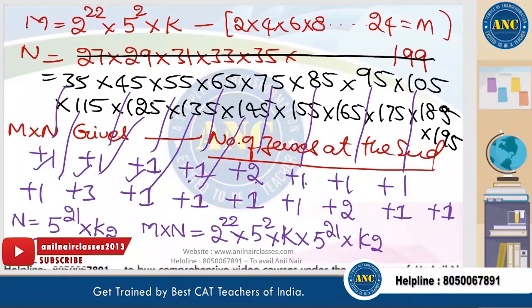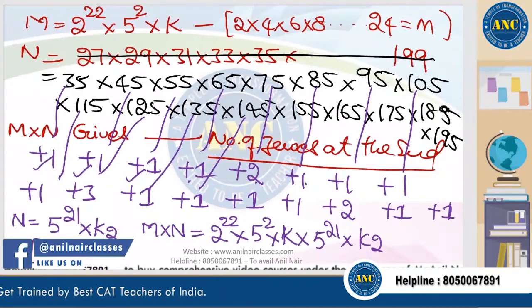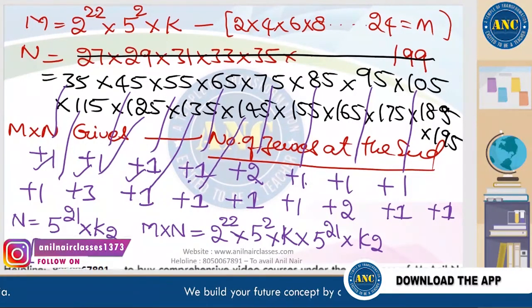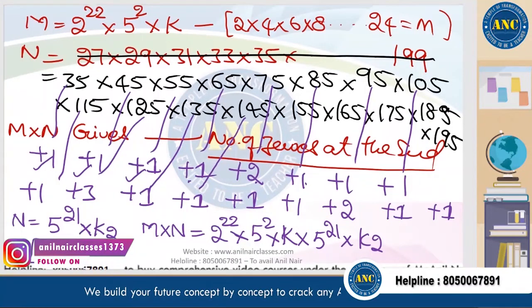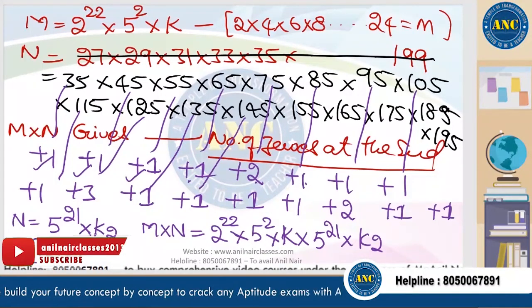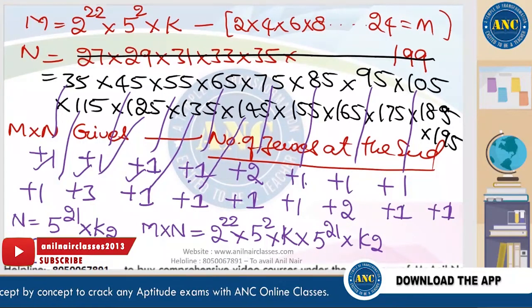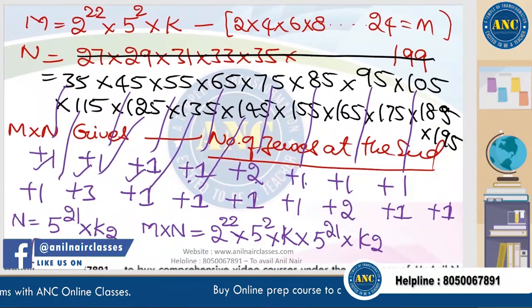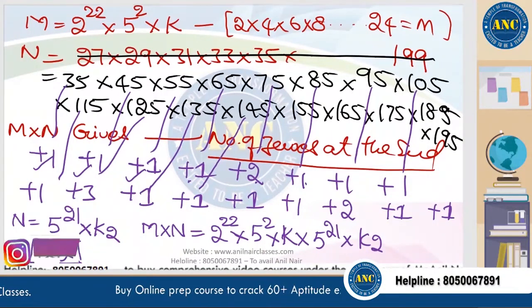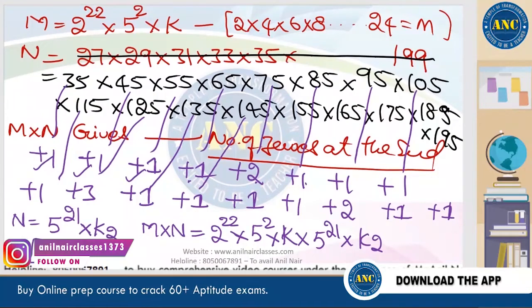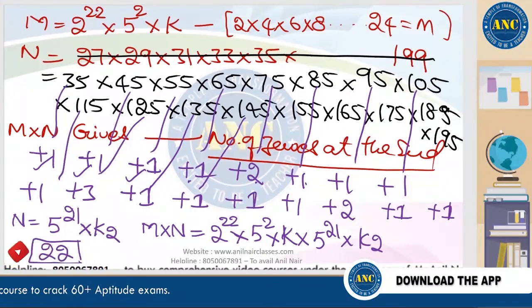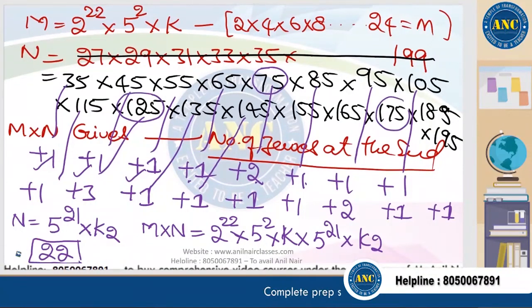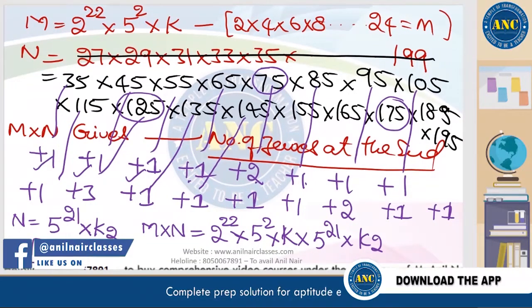35 is 5 into 7, one power of 5 will be there. 45 is 5 into 9. 55 is 5 into 11. 65 is 5 into 13. 75 is 5 into 15. 85 is 5 into 17. 95 is 5 into 19. 105 is 5 into 21. 115 is 5 into 23. 125 is 5 into 25. So here I got two cases: 25 into 3, 25 into 5, 25 into 7. So there I got two cases.